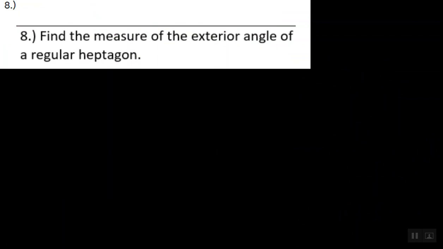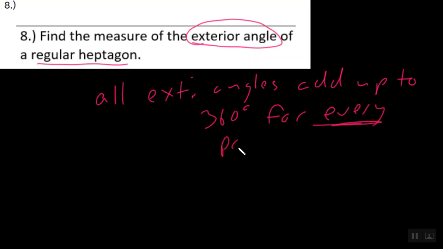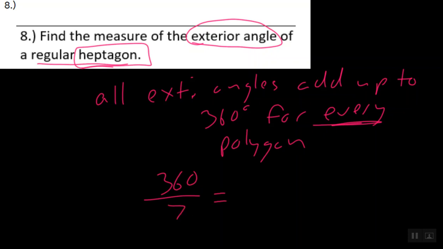Okay, for problem 8, it says find the measure of the exterior angle of a regular heptagon. So what do we know? We know that all exterior angles add up to 360 degrees for every, and I cannot stress this enough, for every polygon. So we can say 360 divided by, and a regular heptagon has 7 sides. 360 divided by 7 will give you your final answer. Let's move on.